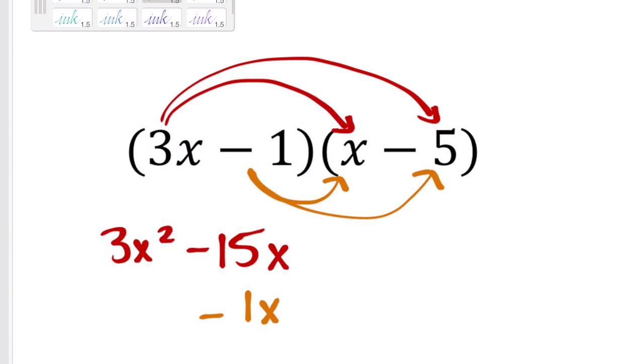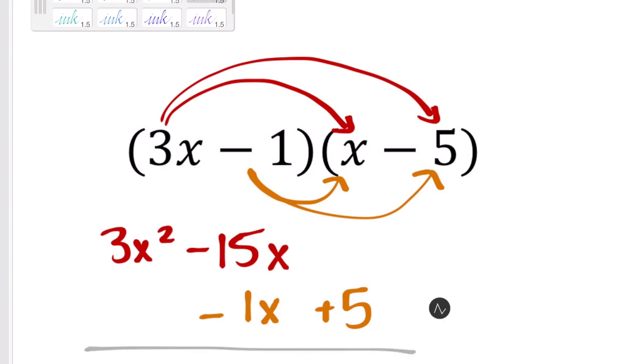And I like to line them up according to what their like terms are going to be. So I know I already had an x, so I'm going to put the x's underneath each other, so then they're already grouped together and it's one less thought I have to have. And the -1 times the -5 will give us +5. Again, I don't have another constant. There's nothing else with just a number, so I just put that off to the side on its own.